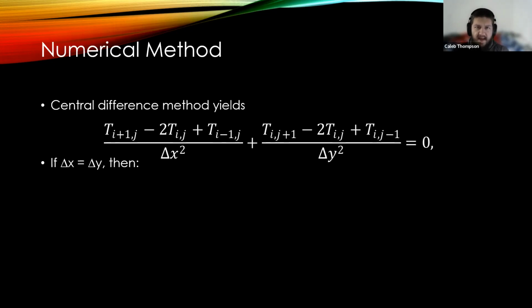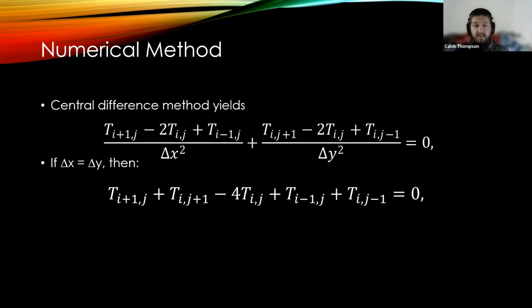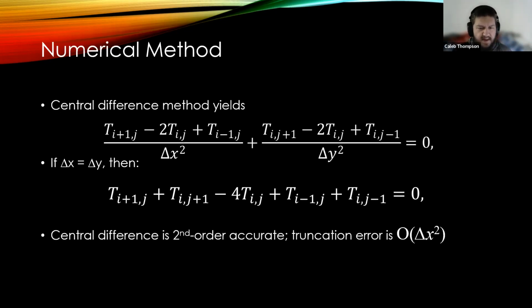Delta x equals delta y is an assumption that you can make since I programmed it. I decided delta x should equal delta y. So then this is a lot nicer. This is what's called a convex average, and saying that center temperature Tij is what we want to know. So we're basically averaging all the other temperatures around it. It's what's called second order accurate. So the truncation error is of the order of delta x squared. So as delta x decreases, the error decreases as the square of delta x. So it's pretty accurate.